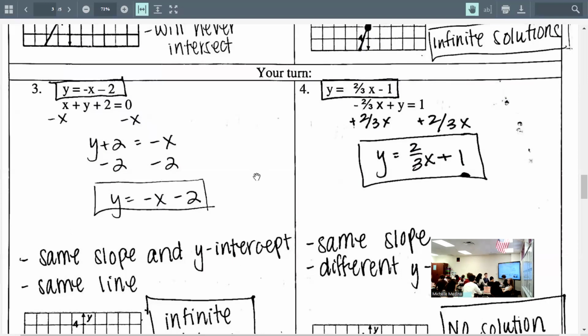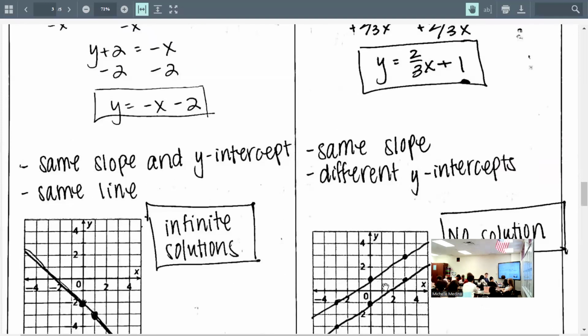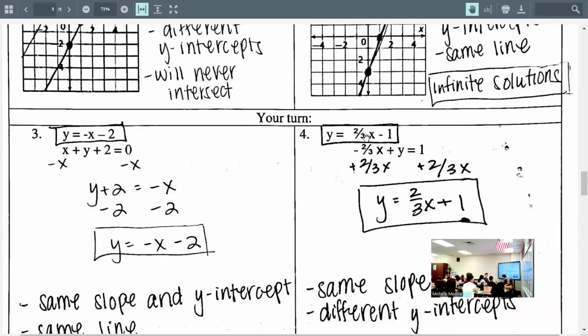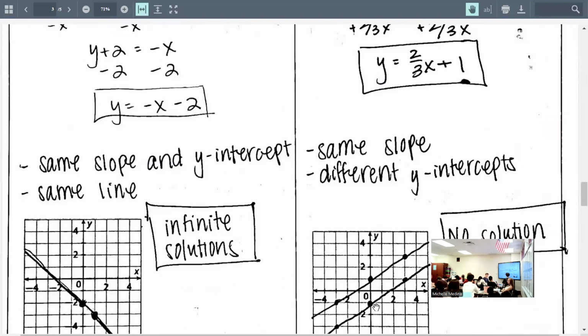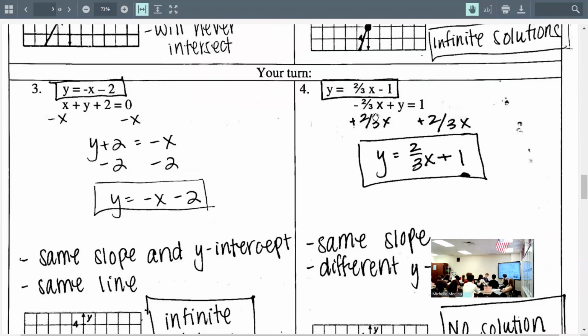Okay. So now in number 4, one of them was already in slope-intercept form. Y-intercept is -1, slope is 2/3. So going up 2 to the right 3, making a straight line as I can. And then the other one I had to rearrange. So get the y alone. To cancel it out, I would add 2/3 x to each side. These are not like terms, so all I can do is just rewrite it.